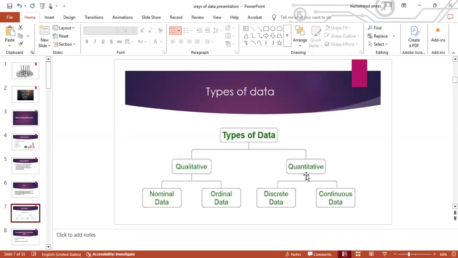Moving on to the quantitative data, discrete data is the information that is countable, distinct, and separate, and it can take on specific finite values with no intermediate values between them. Figures 1, 2, 3, 4, 5, these are discrete data. Now moving on to continuous data, the data that can take any value and is continuous. Examples are height, weight, temperature, length, etc.